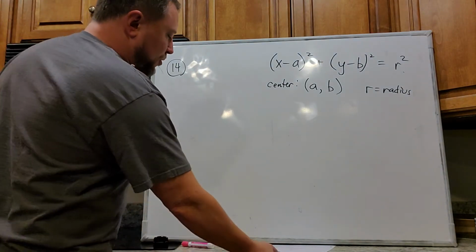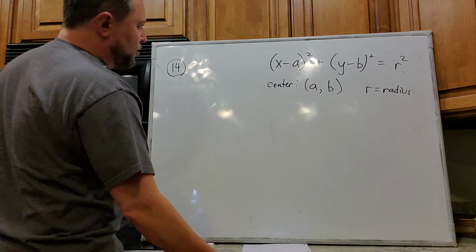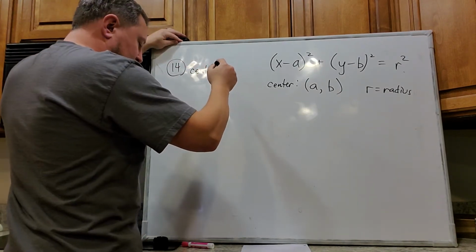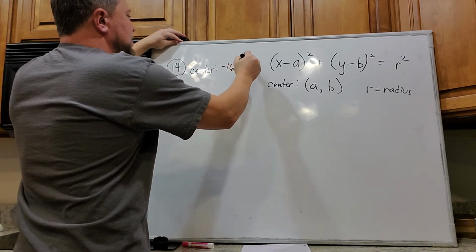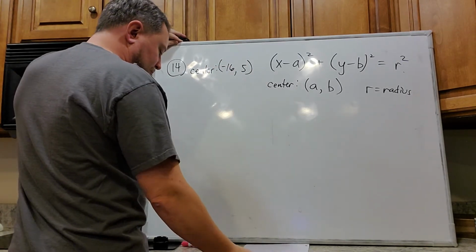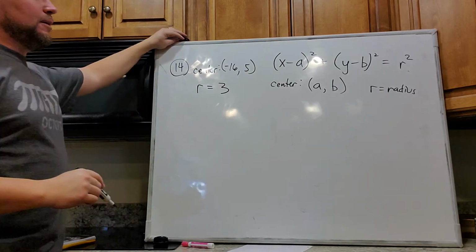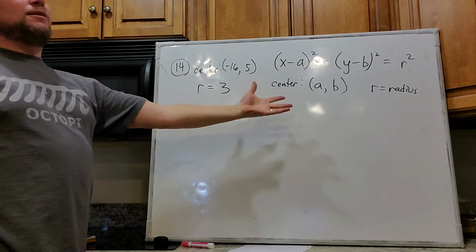So on problem number 14, they keep it simple on this one. They simply tell you that the center is going to be located at negative 16, 5, those coordinates, and the radius has a length of 3. And they want to know, what's the equation?